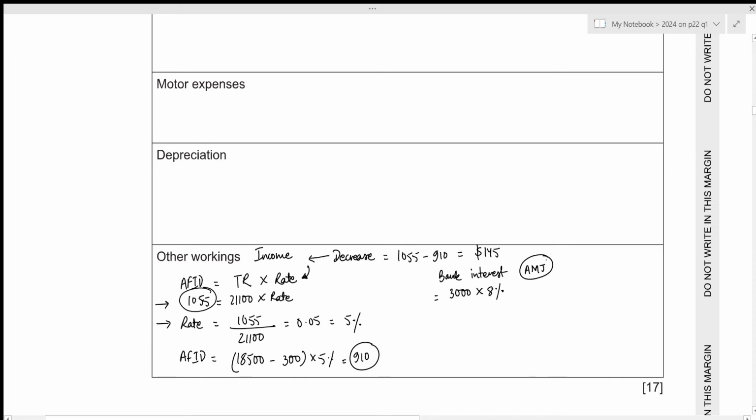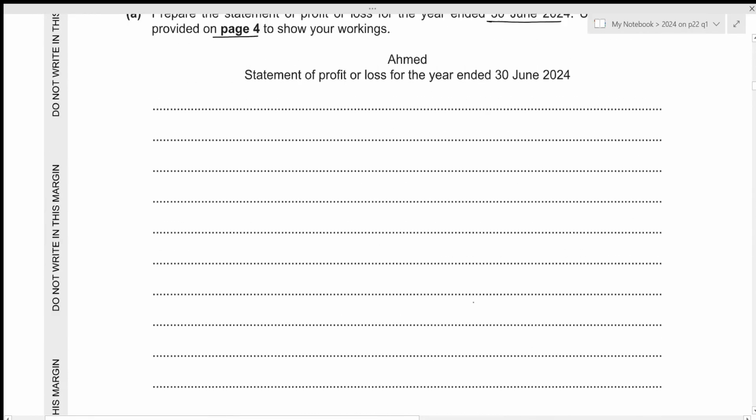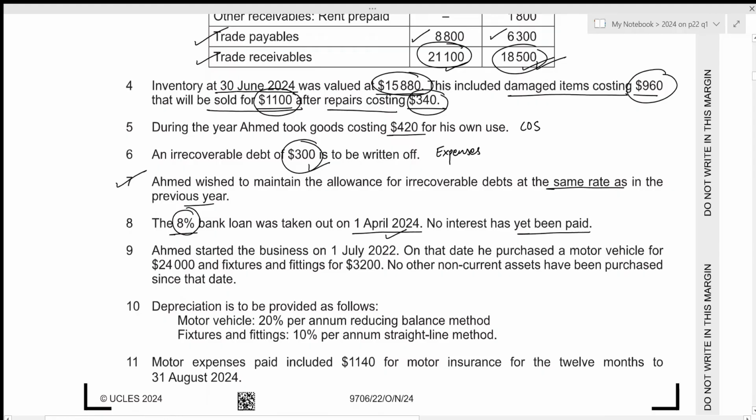Now we need to multiply it by 3 out of 12 because this 3,000 times 8% relates to 12 months, but we only need the bank interest for the 3 months. So times 3 by 12. This is just the use of a unitary method. This gives the bank interest to have the amount of 60. Okay, we are done with that information as well.